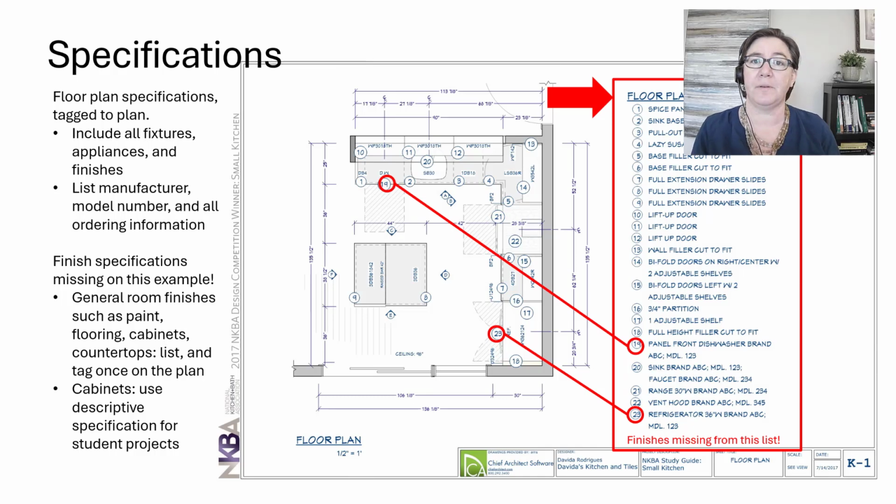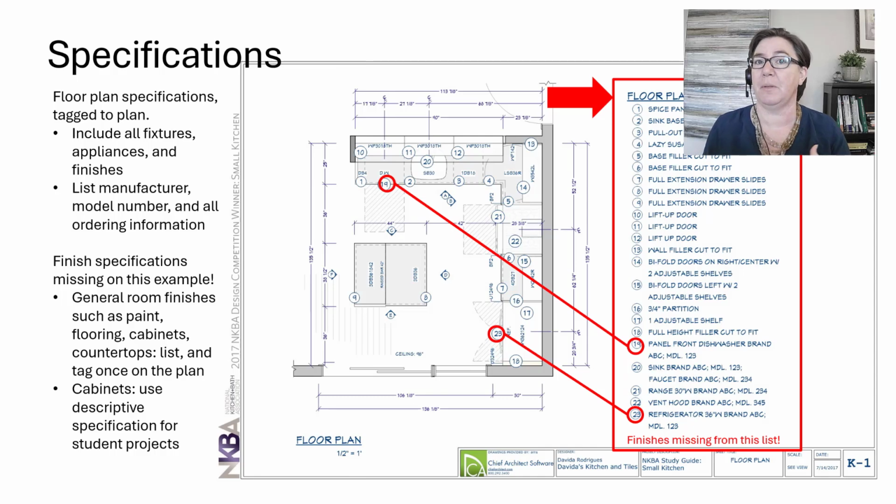I see a lot of students struggle with this. This NKBA specifications list is formatted a little bit differently than you may have seen in earlier interior design courses. It's a little bit more spare or sparse. So what do you need to list? First of all, make sure you include all fixtures, appliances, and finishes. I see students miss some of the finishes.